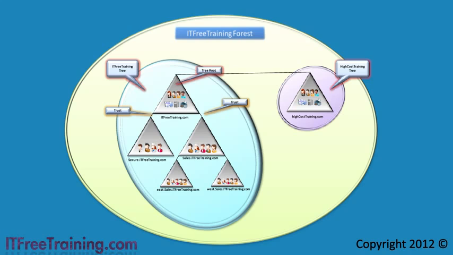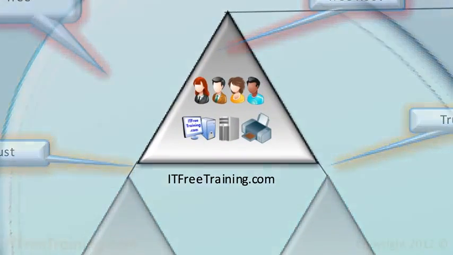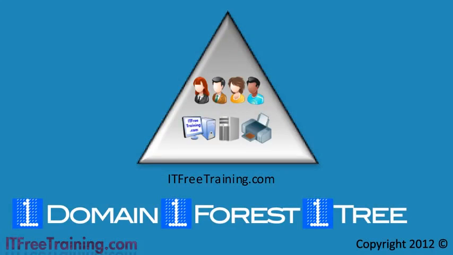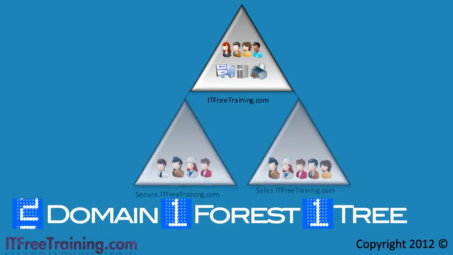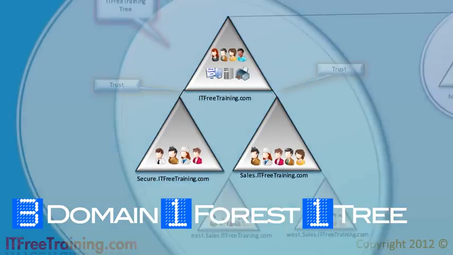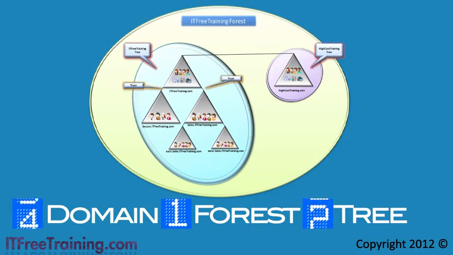You don't have to have multiple domains and trees to have a forest. To illustrate this, I will go back to my original example of one domain. As soon as you create your first domain, a forest is automatically created for that domain. When I added the two child domains to IT Free Training, these now form a tree in the one forest. The High Cost Training domain is then added, and this forms another tree in the same forest. So, why is there a need to have a forest?